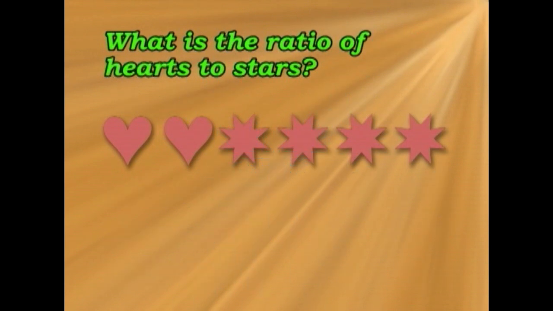If we want to know the ratio of hearts to stars, we start with hearts. And the ratio is 2 to 4. And we can write it like this.